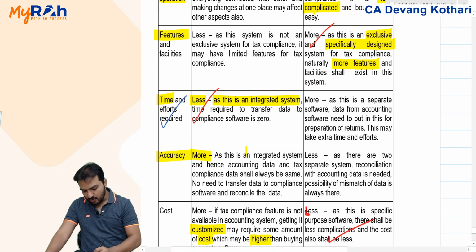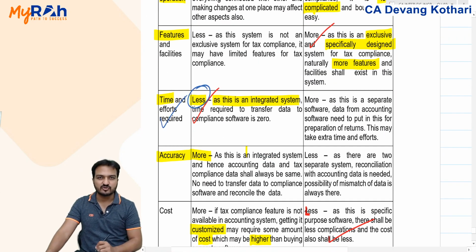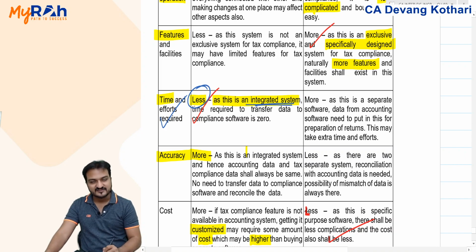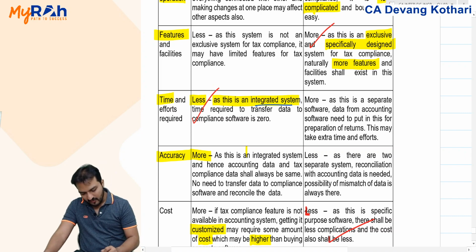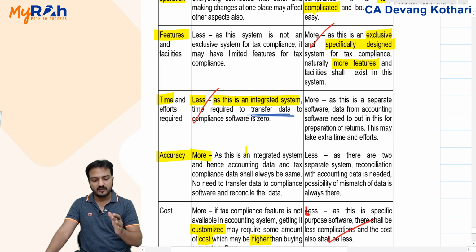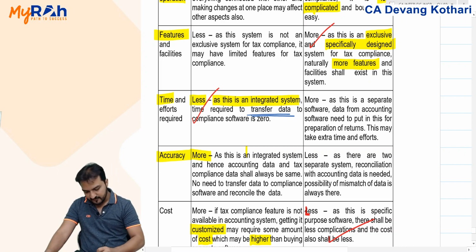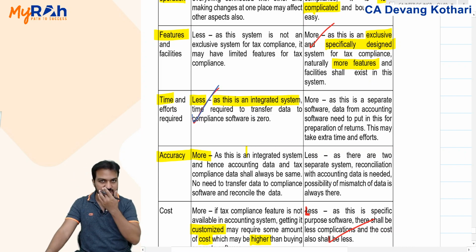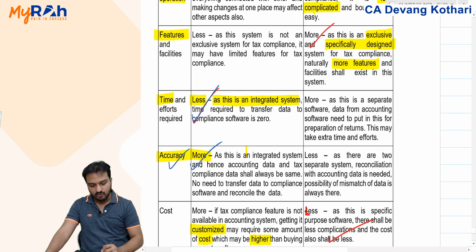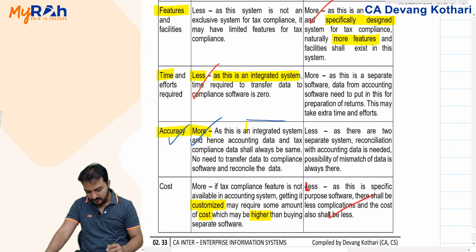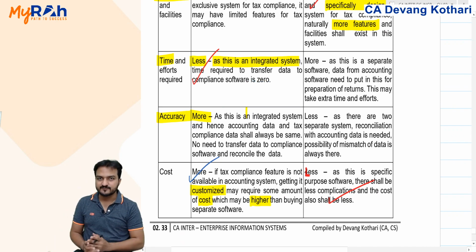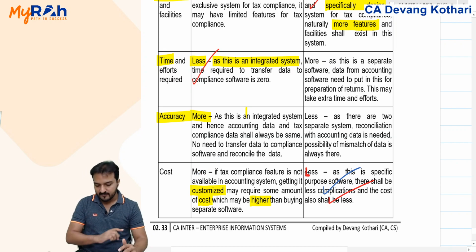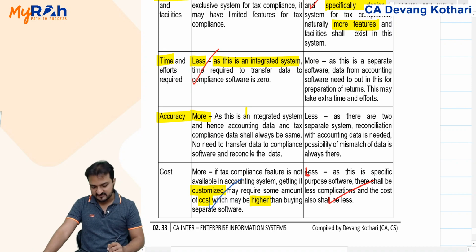But time and effort required will be less in case of common software. Why? Because it is an integrated system. You don't need to enter data again and again. Data that you require will be automatically transferred from one module to another module. So it will require less time and effort to use that software. Accuracy will also be more because data is automatically transferred. Cost will also be more because naturally ERP software is very expensive, while separate software might be cheaper, but ERP software is definitely more expensive.